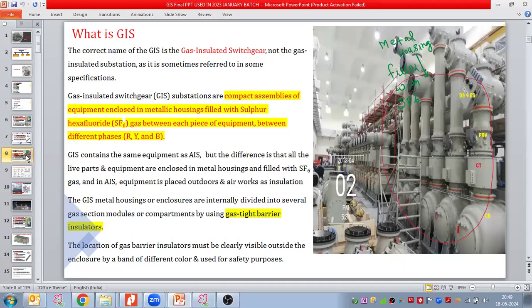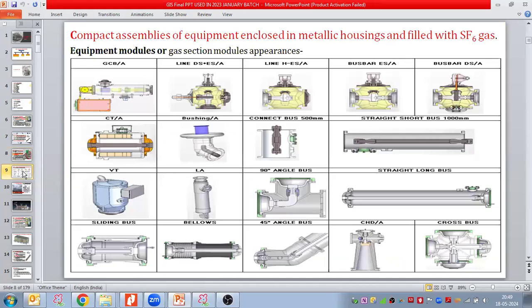Let us see a few more examples of the compact assembly of the equipment in the case of GIS substations. So this is a few examples of the compact assembly of equipment in GIS. If you see, this is the breaker equipment. So how is the breaker assembled? This is the breaker assembly. Here we have a breaker enclosure. In that we have the fixed and moving contact, and then we have the operating mechanism for the breaker as well, right? And then this is the assembly for the disconnectors and earthing switch.